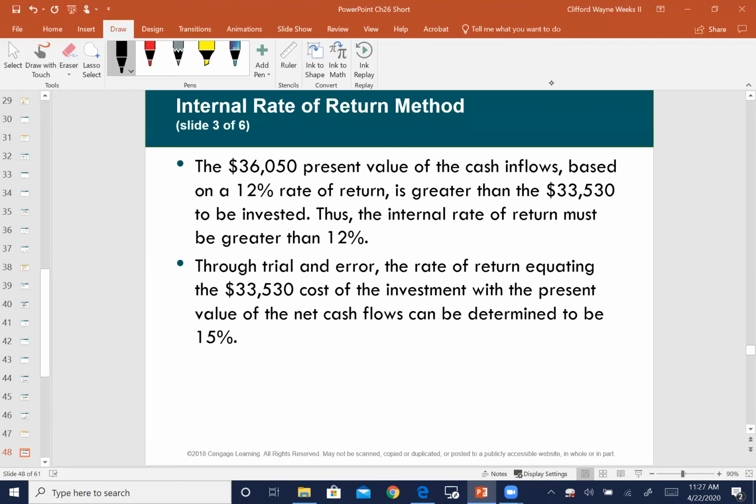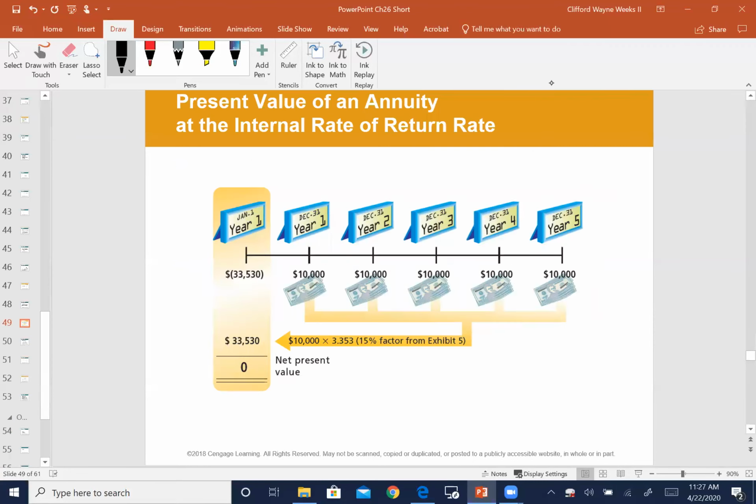In this case, it must be greater than 12. Through trial and error, you work backwards, and you finally find that it is 15%. If you did the net present value method at 15%, we come up with the zero that we're desiring. What that means is that our internal rate of return equals 15%.